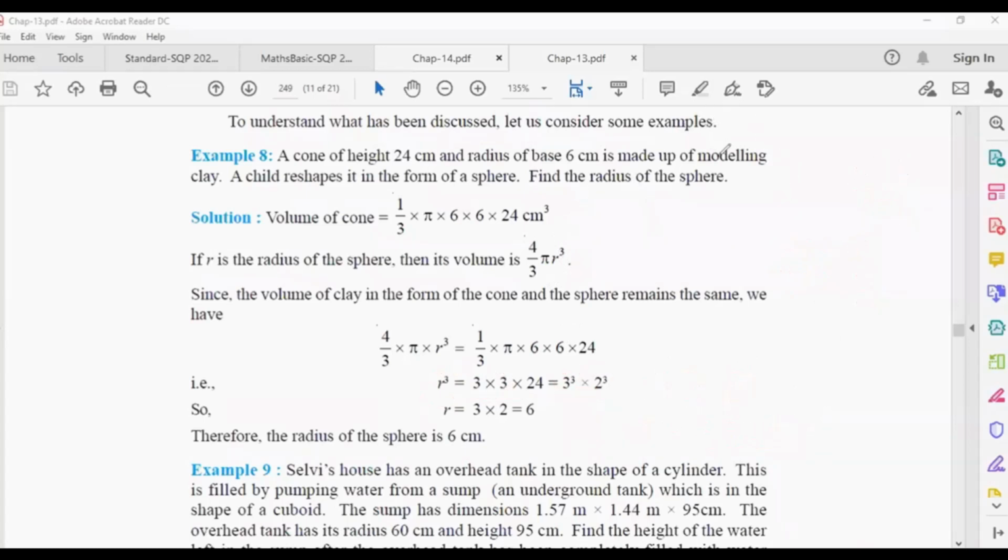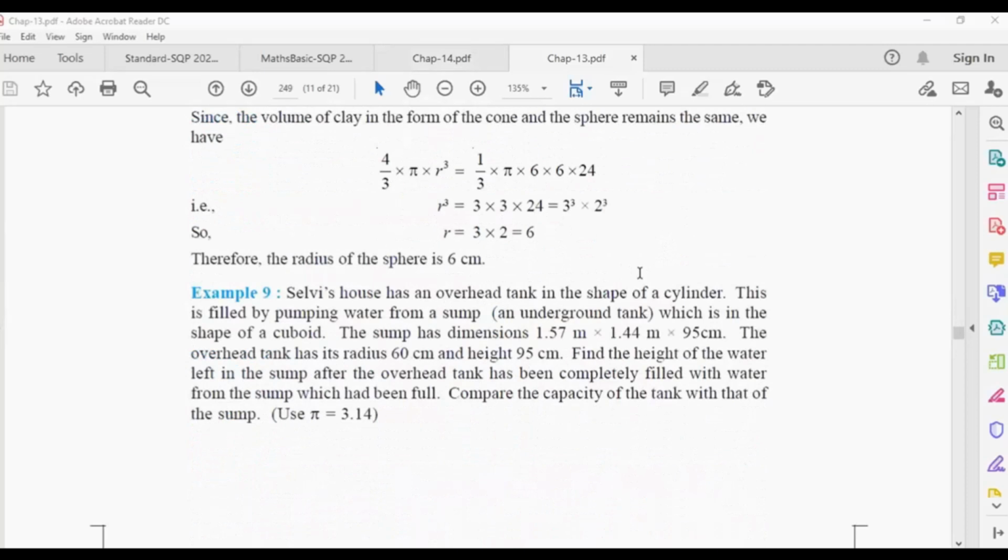Okay, so this is the first problem. I hope it is clear. So the concept here is, when you melt, here it is not melting. Here we are reshaping. It is a cone made by modeling clay. So we can reshape it. If you reshape it into a sphere, the volume will remain unchanged. So we can write volume of this sphere is equal to volume of the cone. For the cone, the radius and height are given. You substitute here, and then you can calculate the radius r of the sphere. This is the first example solved in the textbook. I hope the answer is clear.